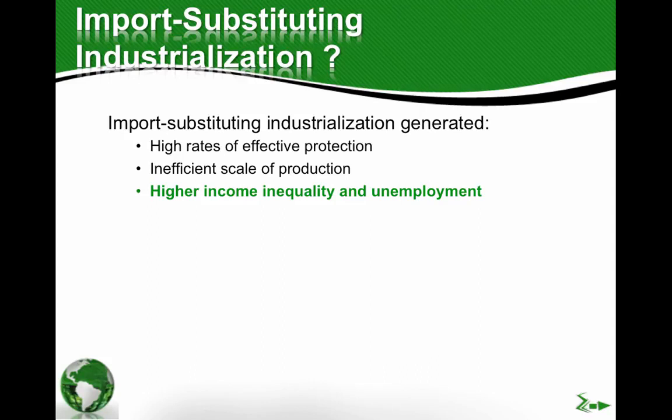Now, what has been the result of adopting import substitution industrialization in these countries? Well, there have been higher rates of effective protection and inefficient scale of production in these industries, and the main one that we'll discuss in this lecture is high income inequality and unemployment in these countries.